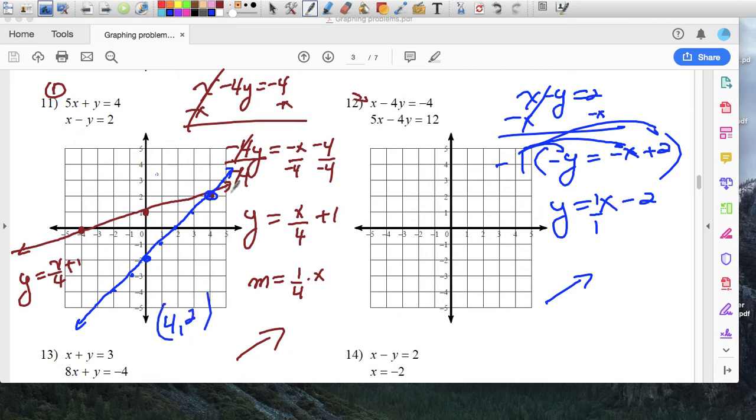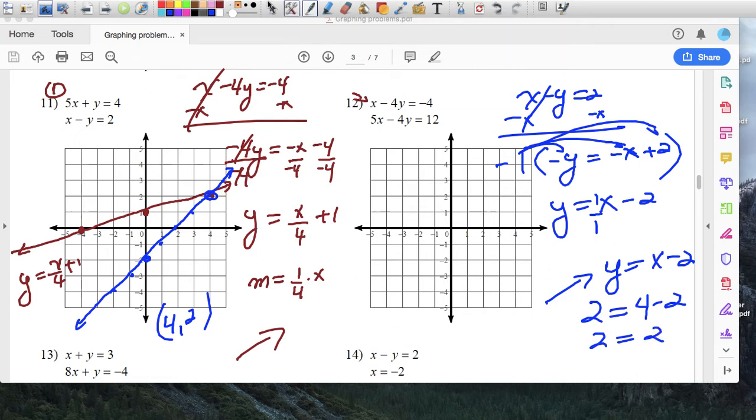The other equation is 8x plus y equals negative 4. Subtract 8x from each side, and I get y equals negative 8x minus 4. Our y-intercept is negative 4, so it's going to be here. Let's put this over 1, so our slope is negative 8 over 1. Again, it's going to go down.